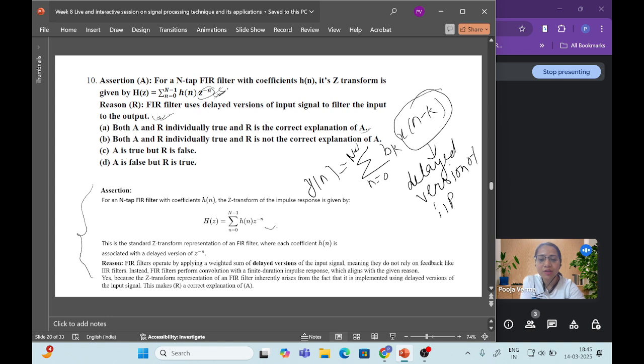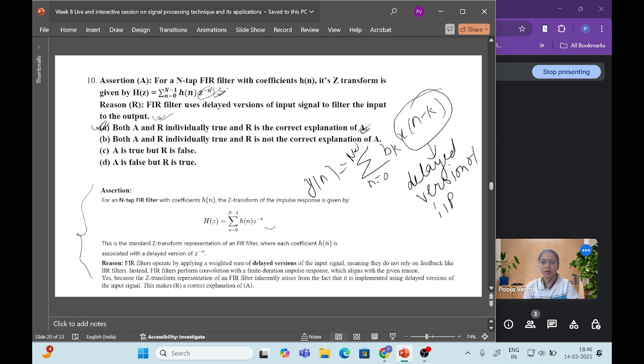So FIR filters perform convolution with the finite duration impulse response. Yes, because the Z transform representation of an FIR filter inherently arises from the fact that it is implemented using delayed versions of the input signal. So that makes R the correct explanation of A. Option A is the correct answer for this question: both A and R are individually true, and R is the correct explanation of A.